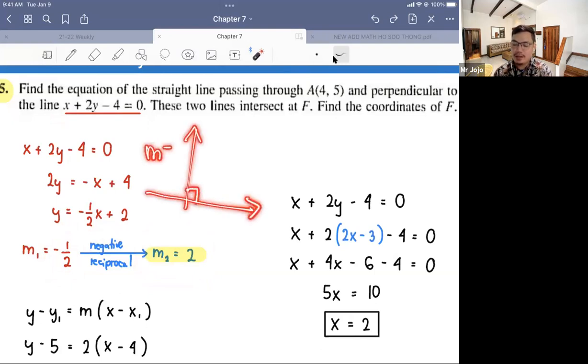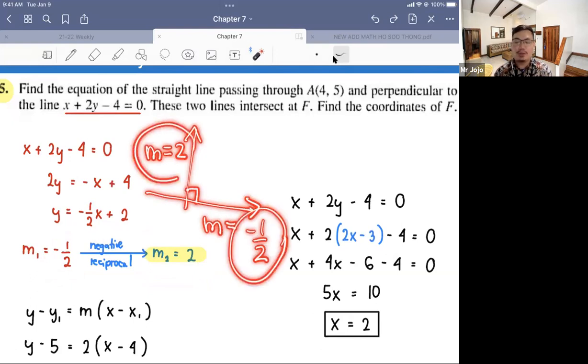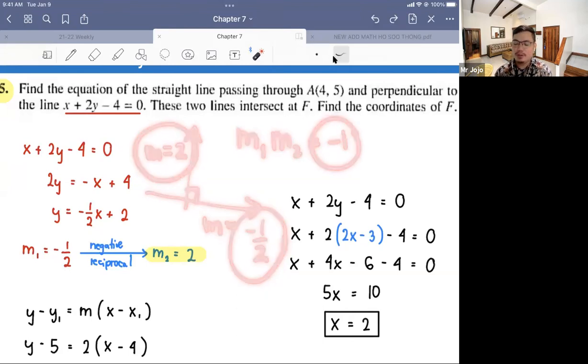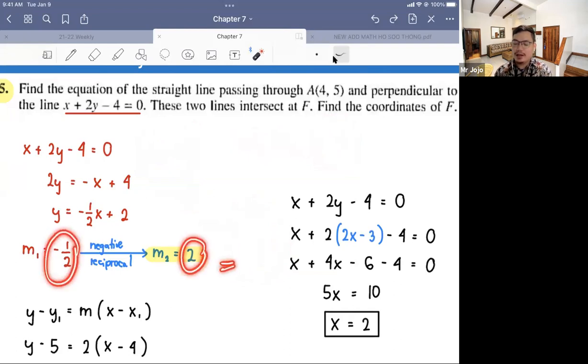So again, the gradient of line AF is 2. The gradient of line x plus 2y is negative 1/2. All right, so that's the relationship between the gradients of perpendicular lines. Remember this, class, because this one always appears during examinations and tests. Okay, so now, how do we check if we're correct? Again, you just multiply the gradient of the first and the gradient of the second line, and your answer should be negative 1. Obviously, if you multiply negative 1/2 and 2, you'll get negative 1. So we are correct. Okay, so the gradient of line AF is 2.